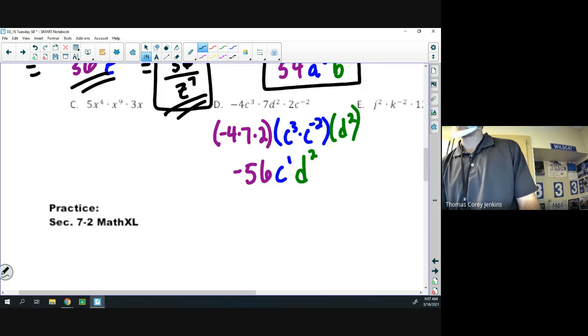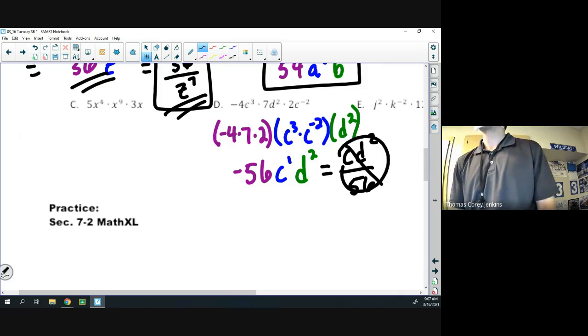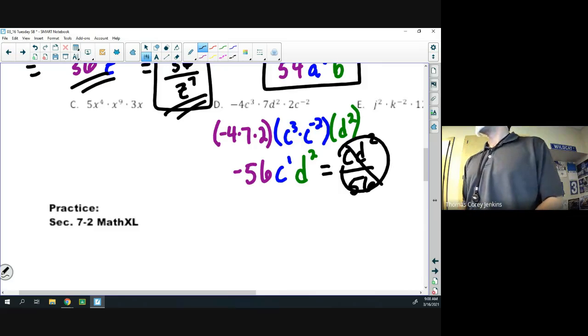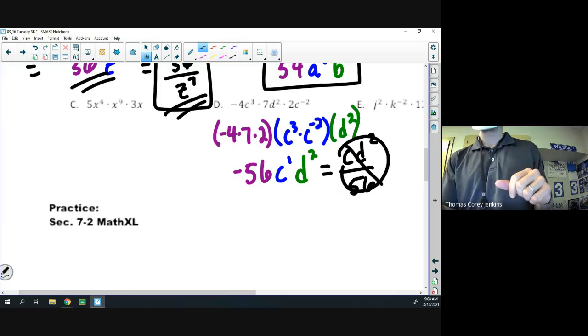So I'll see people do all that right, and then they'll say, so that's equal to C times D squared over positive 56. Okay, that's not correct. So just be careful. Again, just a reminder not to confuse normal multiplication rules with exponent rules. Those things have to stay separate in your brain.